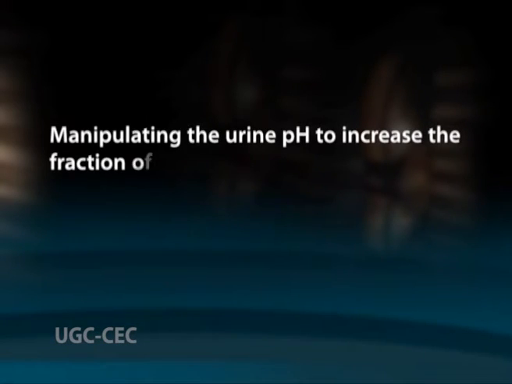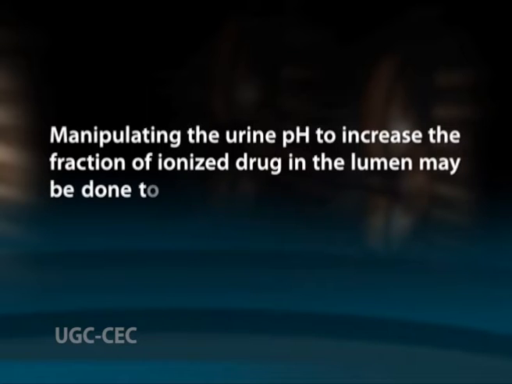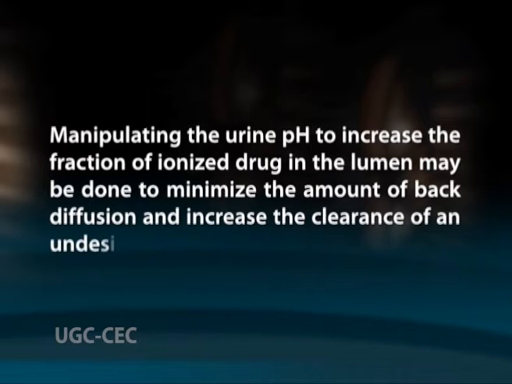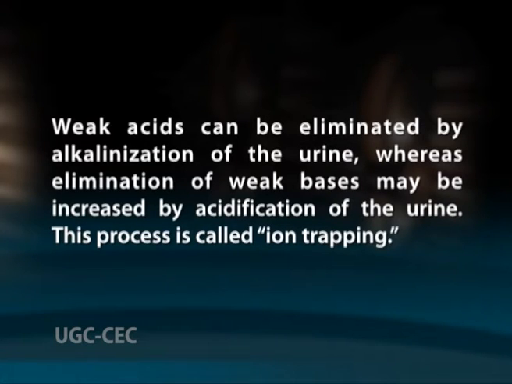The drug, if uncharged, may diffuse out of the nephric lumen back into the systemic circulation. Manipulating the urine pH to increase the fraction of ionized drug in the lumen may be done to minimize the amount of back diffusion and increase the clearance of an undesirable drug. As a general rule, weak acids can be eliminated by alkalinization of the urine, whereas elimination of weak bases may be increased by acidification of the urine. This process is called ion trapping.